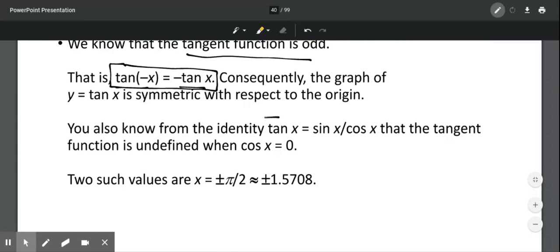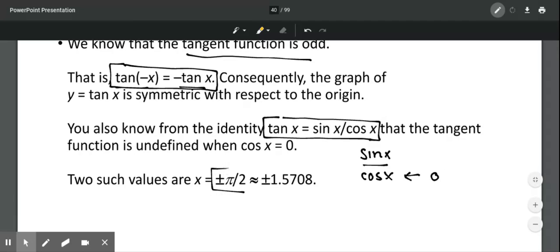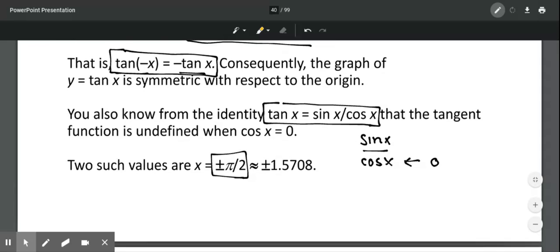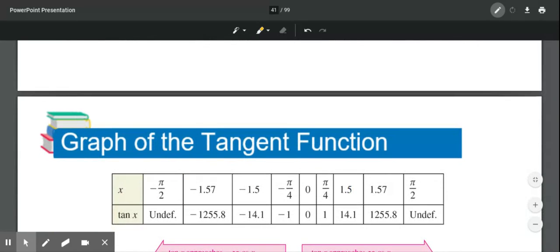Also remember on your formula sheet is that the tangent is sine over cosine. So what that means is that since we have the sine of x over the cosine of x, when the cosine of x is 0, our tangent function will be undefined and we'll actually have vertical asymptotes. So when we think about our unit circle, our cosine is 0 at pi over 2 and negative pi over 2. And so that's where your tangent will have the vertical asymptotes.